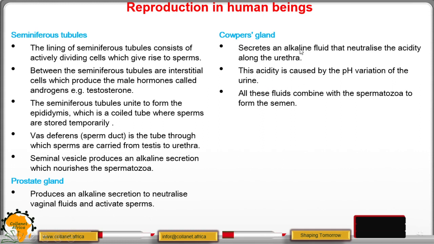So all these fluids combine with the spermatozoa to form the semen. Then the urethra is the tube used for expulsion of urine.